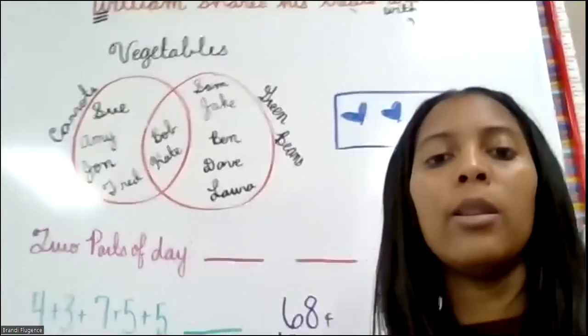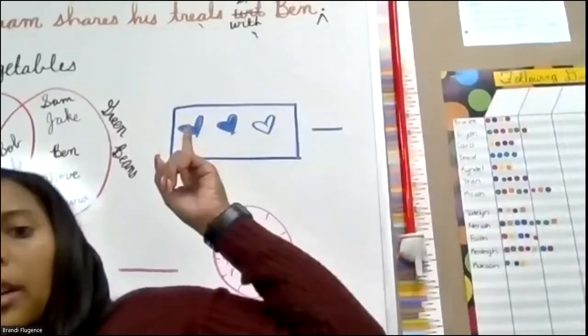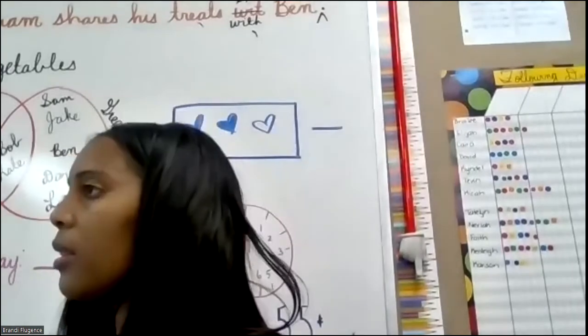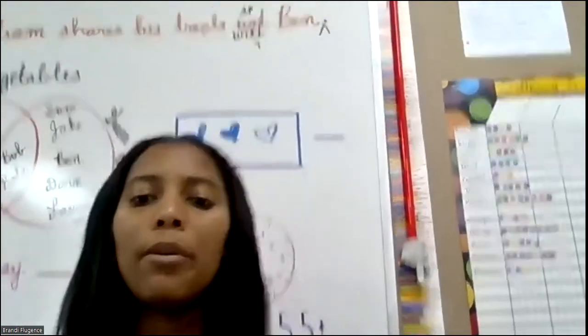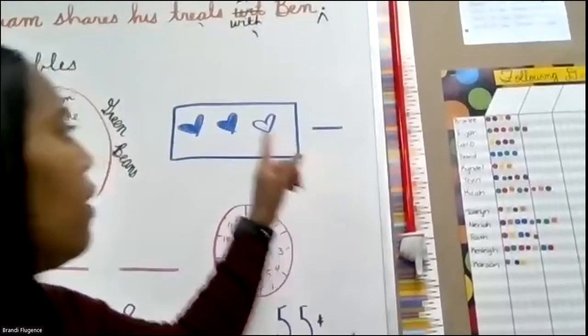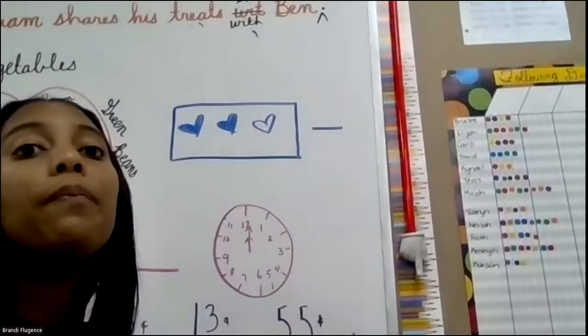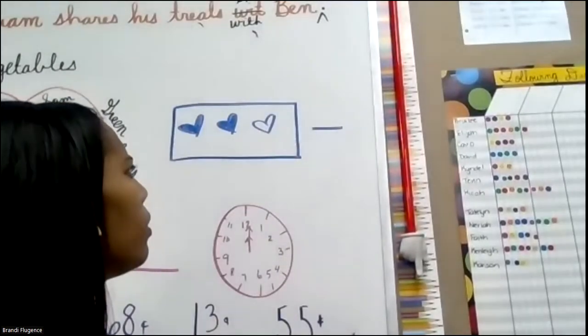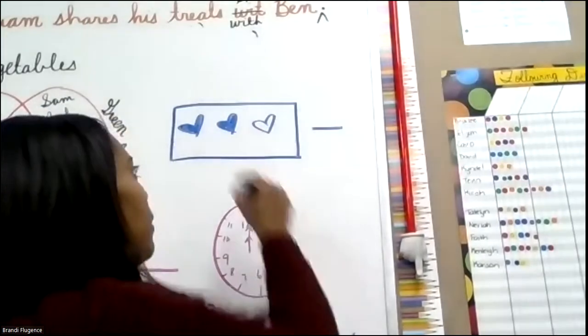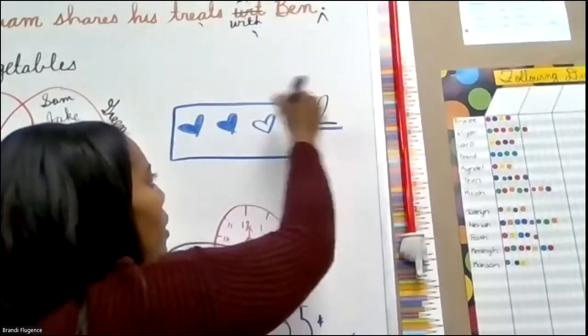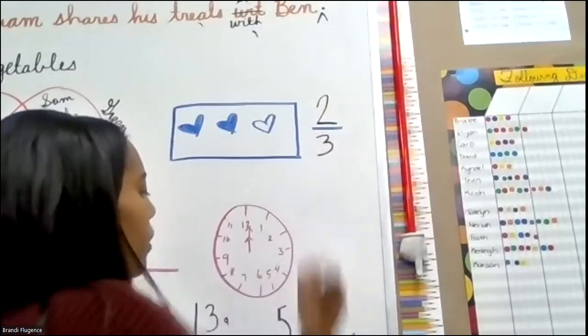All right, let's go ahead and do the fraction for our shapes here. What are the fractions for this set? So how many do we have total? How many do we have shaded? What will be the fraction for this set right here? 1 out of 3. 2 out of 3. 2 are shaded, top number, out of 3, bottom number.